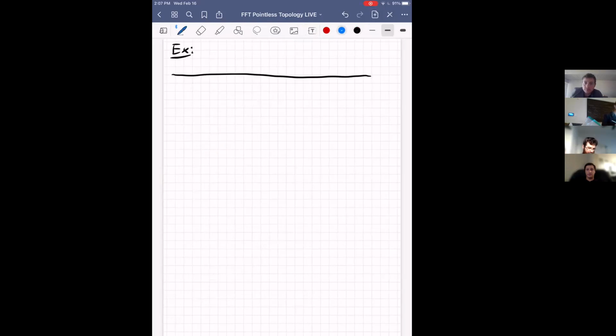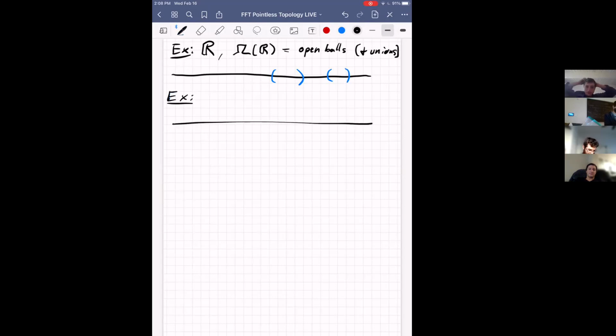So some examples that we'll think about: the real line, and then the topology is just open balls and their unions, right? So an open set might look something like this. Another example that might be familiar to a lot of you, but not familiar to some, is if I have a finite set of points and I take the complement of the finite set. So omega of R would be complements of finite sets.